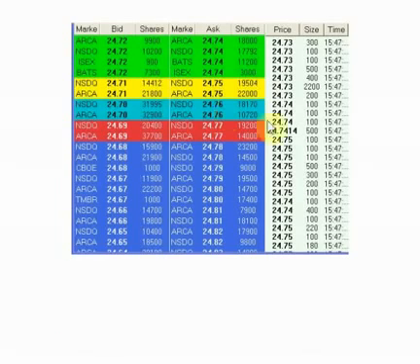And I also teach you this part here with the colors, which is called level 2, and this is time and sales. It's very helpful to learn how to use this when you're day trading. It will also tell you if there's more buyers or sellers at any given time.